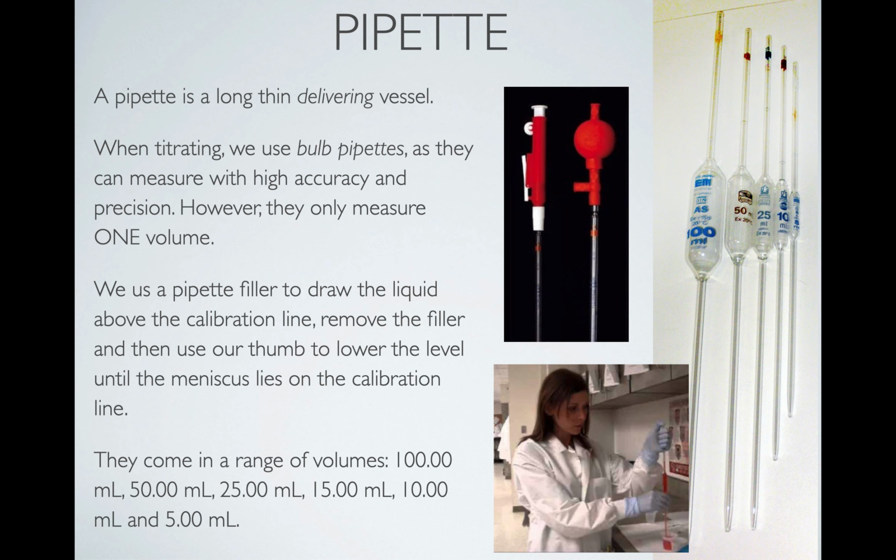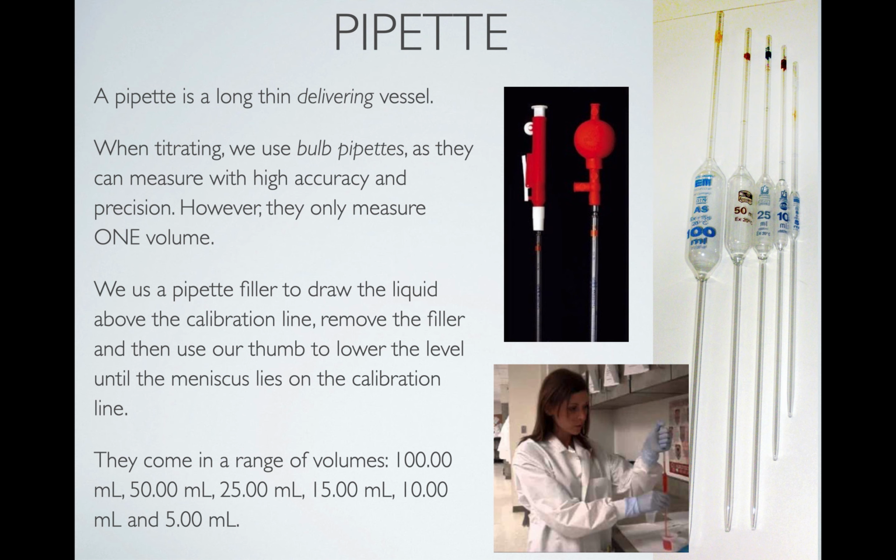Okay, we need to talk about pipettes. Pipettes are vessels that we transfer liquids in. It's a delivering vessel, and for the most part, it's very long and thin. The ones I'm showing here are called bulb pipettes because they have that big lump in the middle, and we call that the bulb of the bulb pipette. They can measure with high accuracy and precision because where they have that volume line, the calibration line, there's a very thin cross-section. It's only about 3 or 4 millimeters wide, so it's quite accurate and precise.